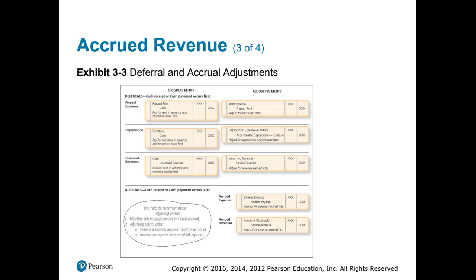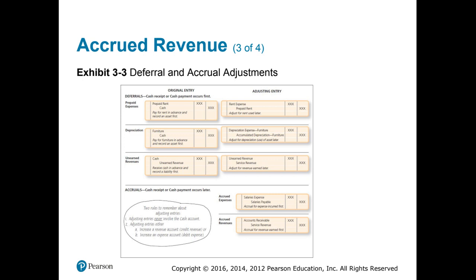The adjusting entries do not ever involve the cash account. Cash does not happen in an adjusting entry. And you will probably notice that on your assessment when you're bringing in some of your adjustment information, cash does not change. The cash amount stays the same on your assessment because adjusting entries never involve the cash account.